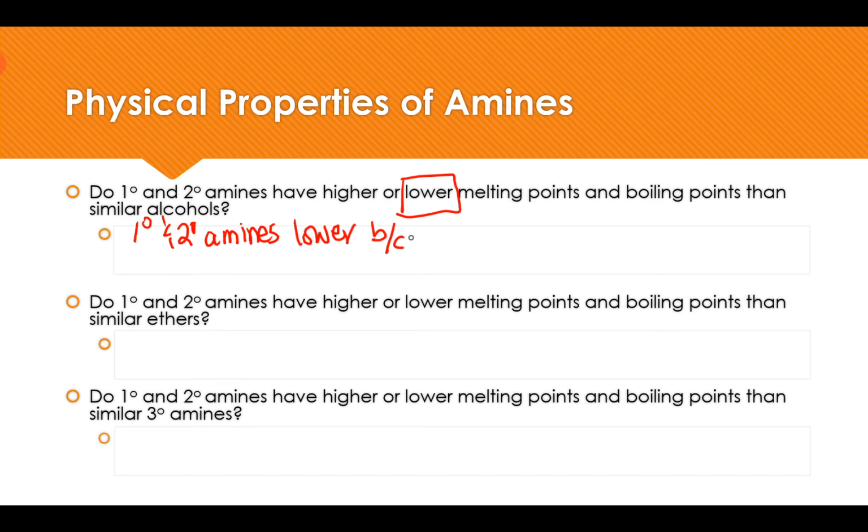So we're going to write lower because the bonding is not as strong. The nitrogen is not as electronegative. So primary and secondary amines have higher or lower melting points and boiling points compared to similar ethers?